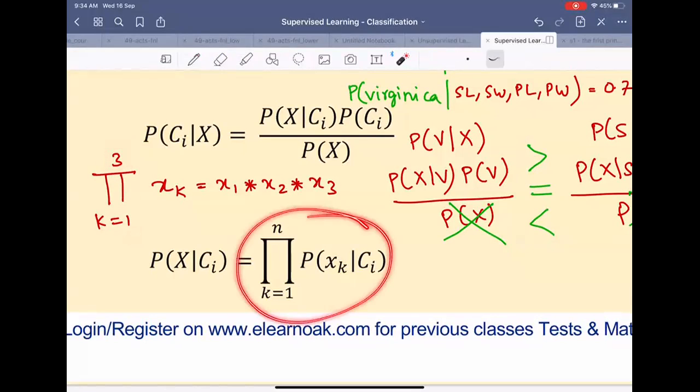So in this case, we are saying that the probability of this big X, the probability of one sample given a class is equal to, just give me a moment, someone is at my door, I'll be back.